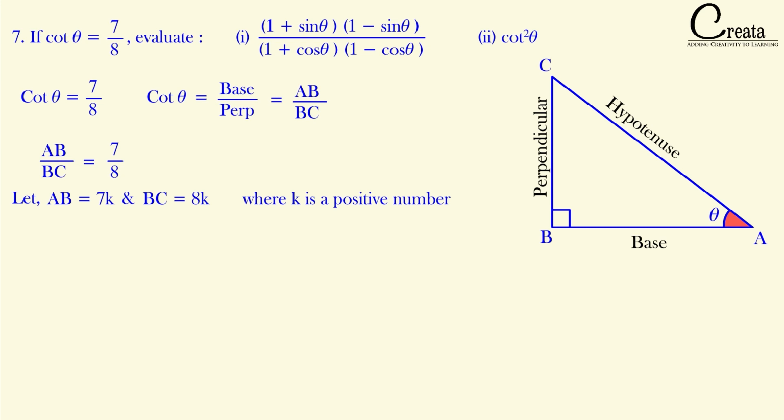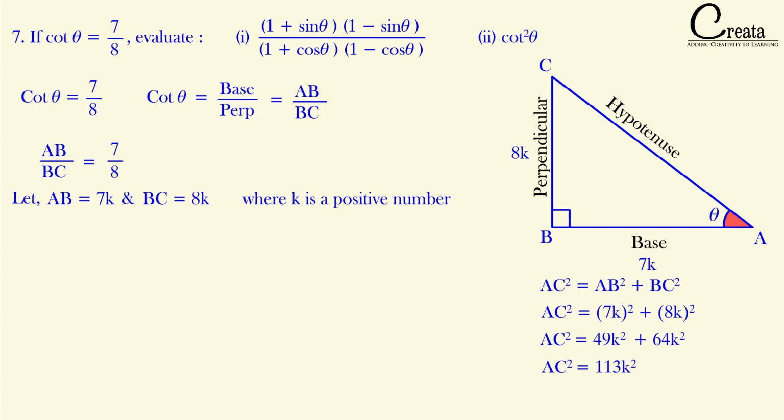Moving further, we got two sides of this triangle as 7k and 8k. Let's find the third side using the Pythagoras theorem, which is AC square is equal to AB square plus BC square. AB is 7k and BC is 8k. Let's put the value. On solving, we got AC square is equal to 113k square, which is AC is equal to k root 113. So we got AC, or the hypotenuse of this triangle, as k root 113.